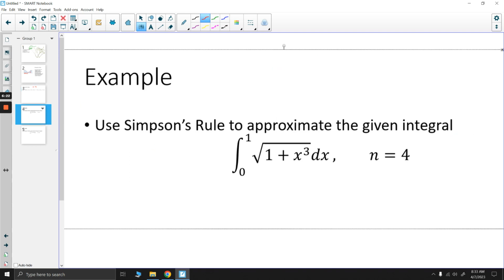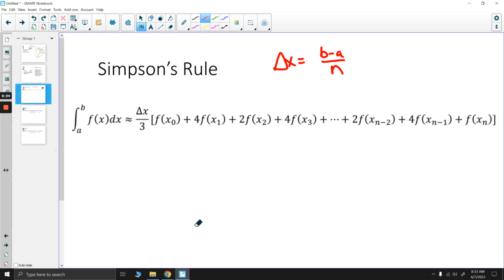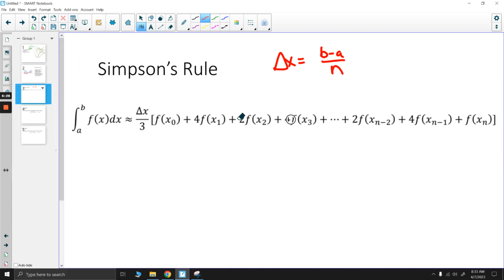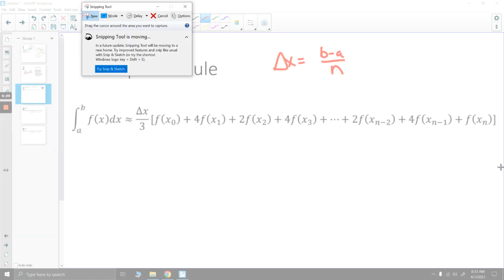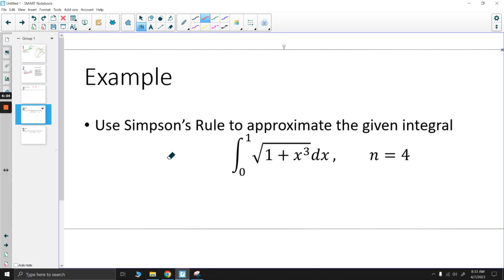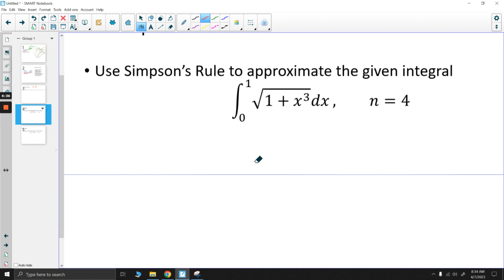Let's take a look at this thing. So we'll go ahead and snip it, just at least for our initial one. All right, so use Simpson's rule to approximate the given interval from 0 to 1 of the square root of 1 plus x cubed dx.